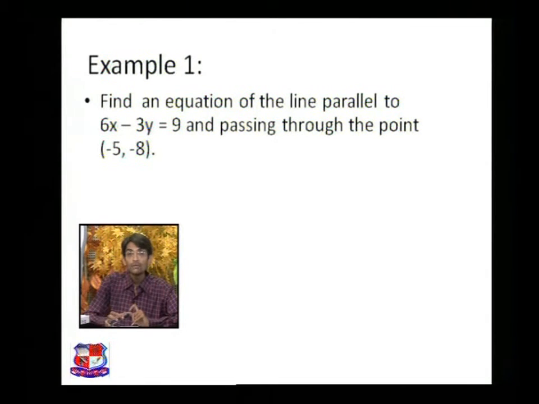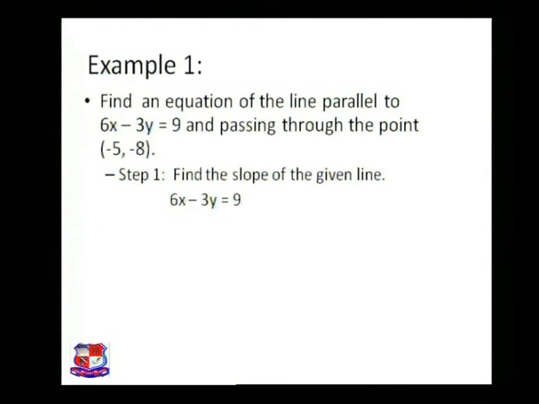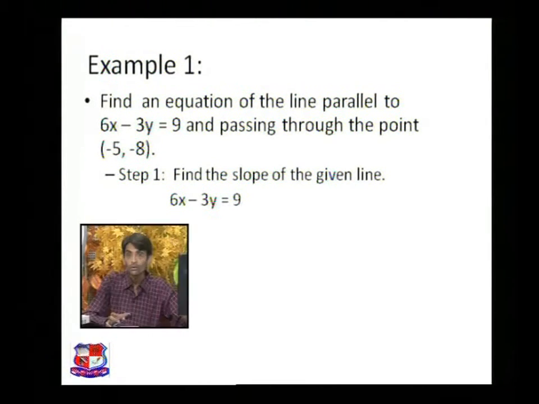First of all we will find the slope of the given line, so that the slope of the required line will be the same as the slope of the given line, because this line is parallel to the given line. So in step 1 we will find the slope of the given line 6x minus 3y is equal to 9. From here we can find the slope by two ways. First way, by comparing this equation with the general form, or by comparing it with the slope intercept form, which is y is equal to mx plus b.